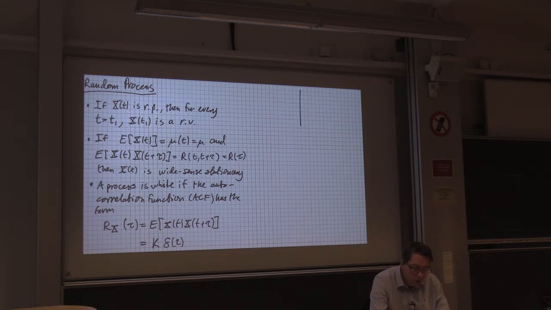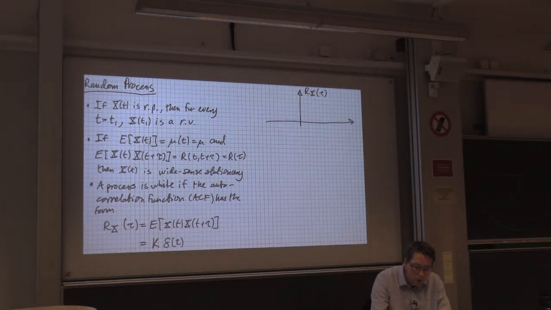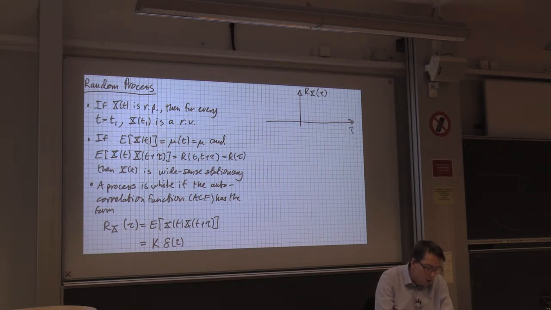So to illustrate this, we think of the autocorrelation function for a white process, which we plot as a function of tau. It is a scaled delta function, which is non-zero at tau equals 0. So we have here this delta function. So this autocorrelation function is some constant k times delta of tau.